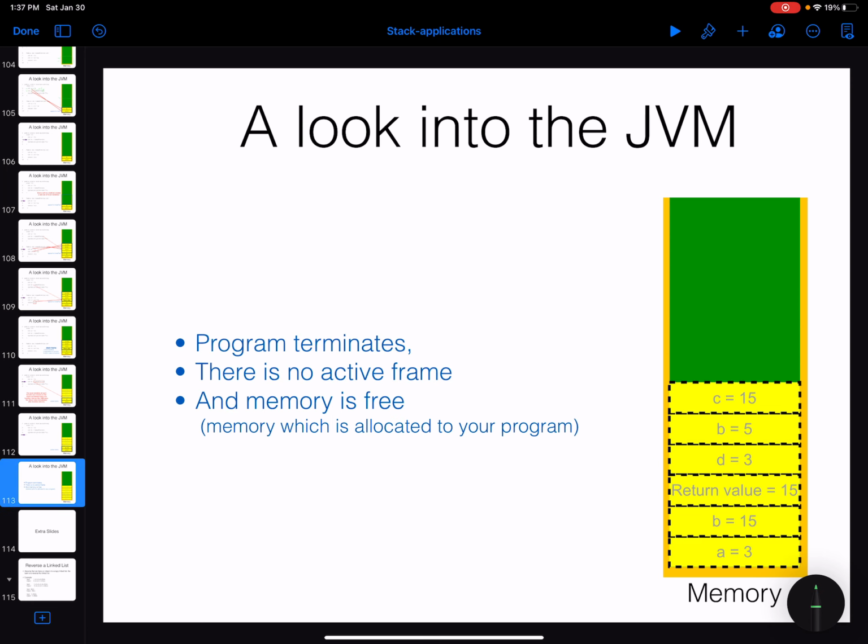So that's it. This is the second application that I wanted to discuss here. And in the next lecture, we will talk about recursion.